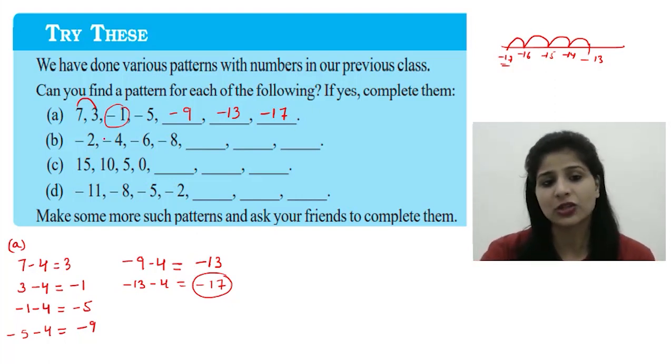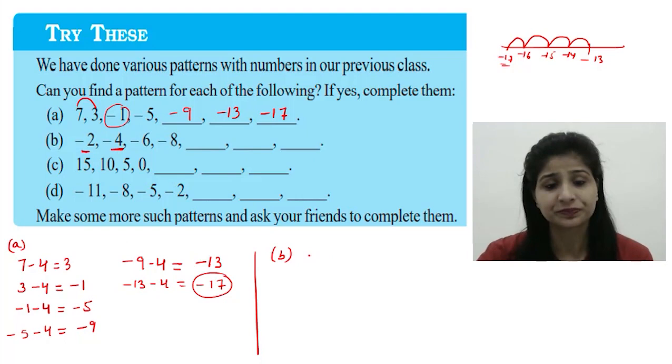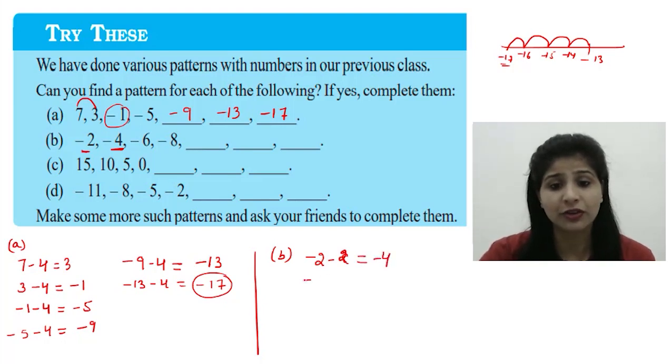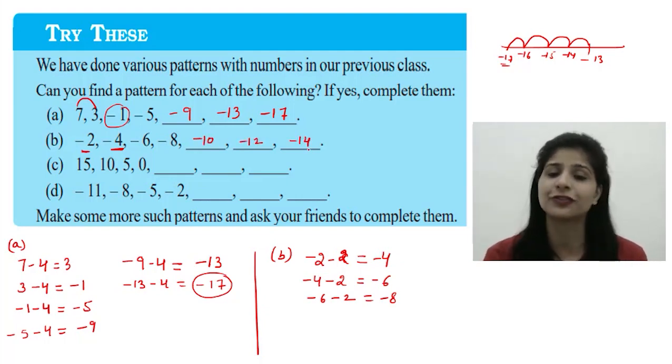In the B part also you can see minus 2 is there and then you are getting minus 4. So in the B part, you subtract 2 from minus 2. What do we get? Minus 4. From minus 4 again we subtract 2, we get minus 6. And from minus 6 again you subtract 2, minus 8. Similarly you will get minus 10, minus 12 and minus 14, and the pattern will get completed.